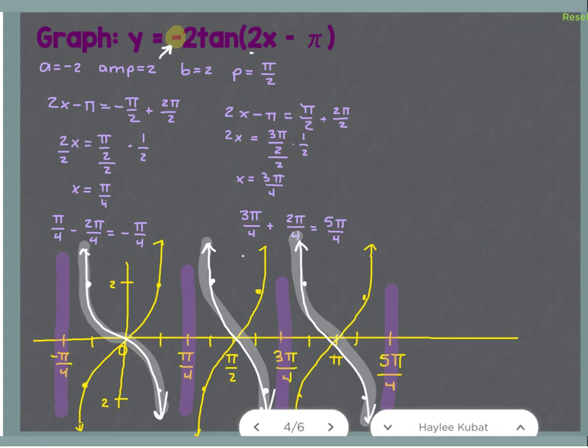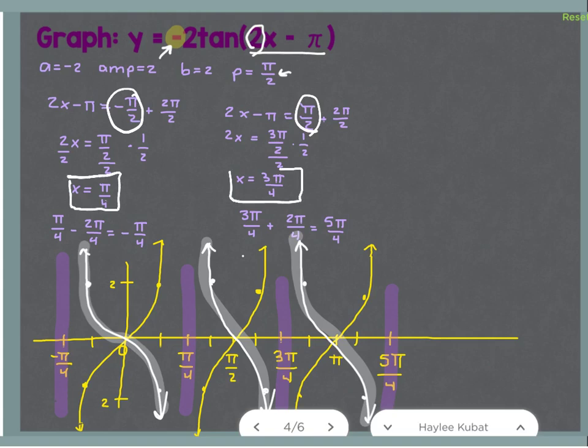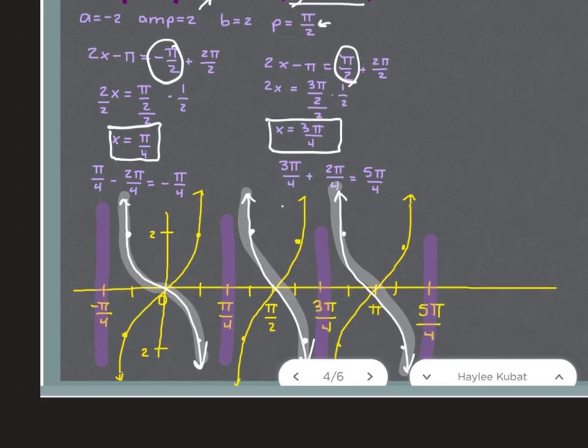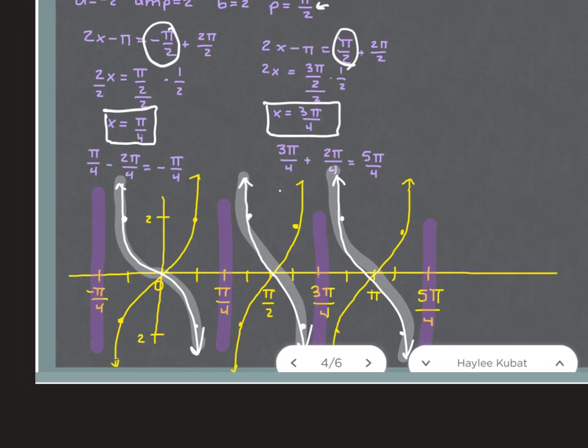And then I'd set what's inside here. So the b is 2. That means the period is pi over 2. Set this equal to negative pi over 2 and positive pi over 2 because this is tangent. Solve, and you get the asymptotes at x equals pi over 4 and x equals 3 pi over 4. To the one on the left, you subtract pi over 2, and you get x equals negative pi over 4. Add pi over 2, and you get x equals 5 pi over 4. Those are your 4 asymptotes.